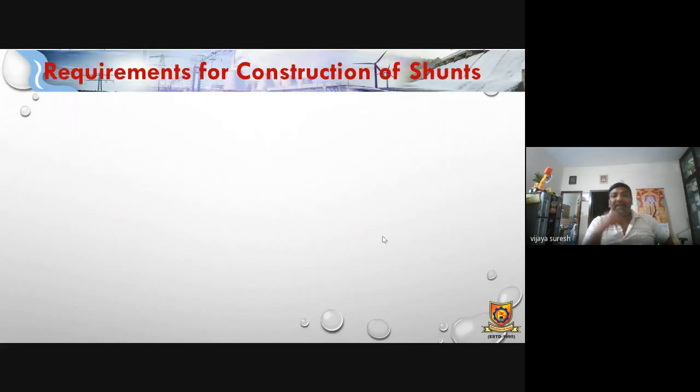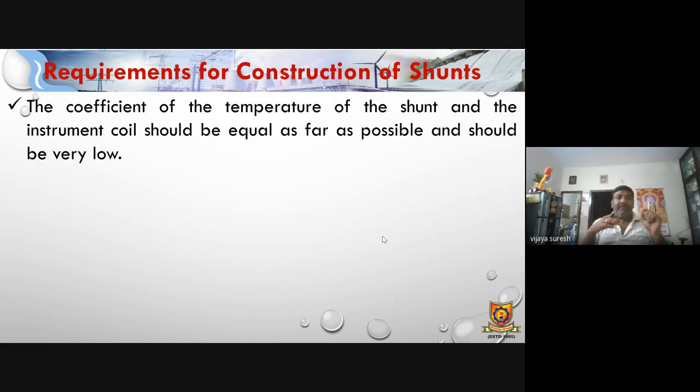Now, requirements of construction of shunts. So what is meant by requirements here? How are we going to construct the shunts? Can you connect anything as you wish? Which type of material? In which position? So definitely there should be certain things.